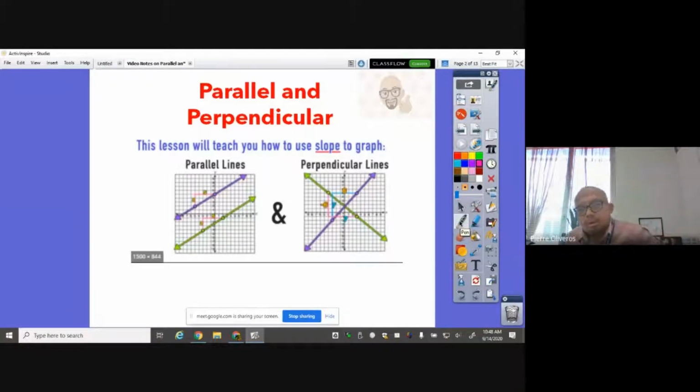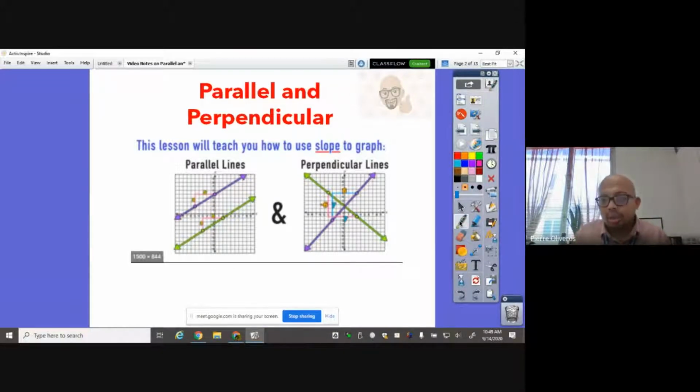Oliveros here, Mr. O, and today we're going to learn about parallel and perpendicular. So this lesson will teach us how to use slope to identify if a given equation is parallel or perpendicular, or sometimes it could be neither of those two.